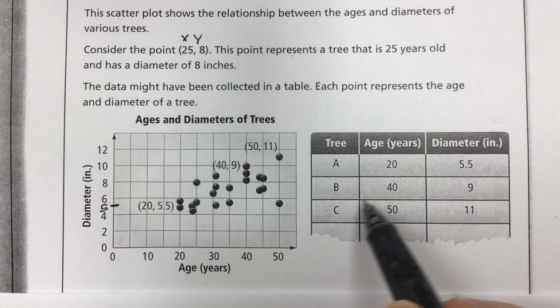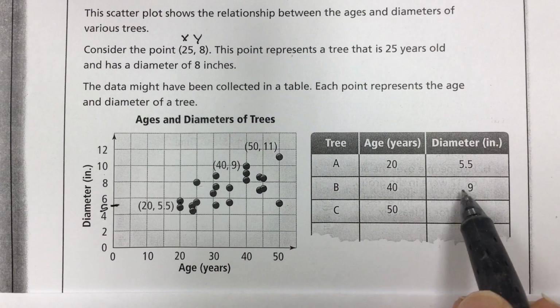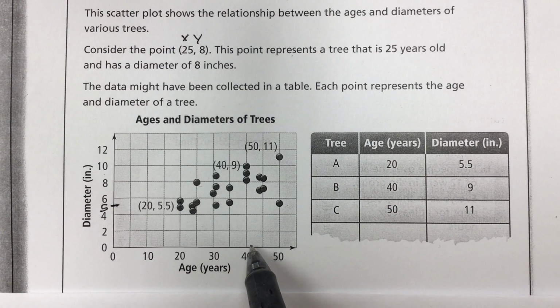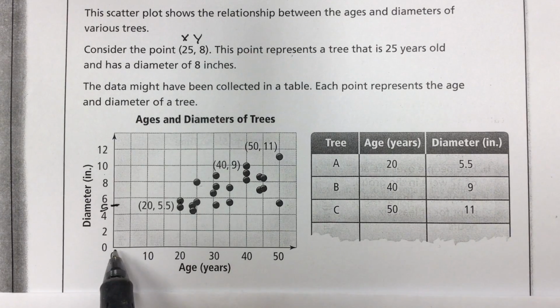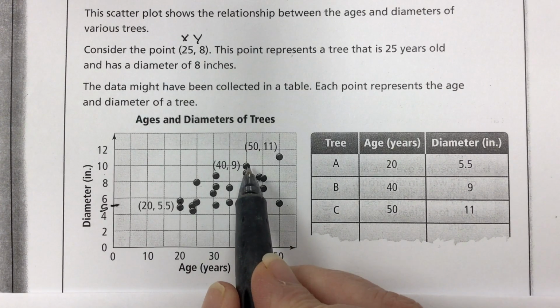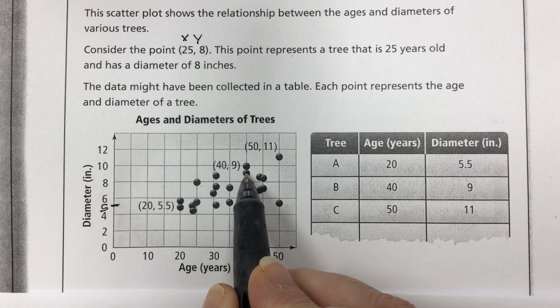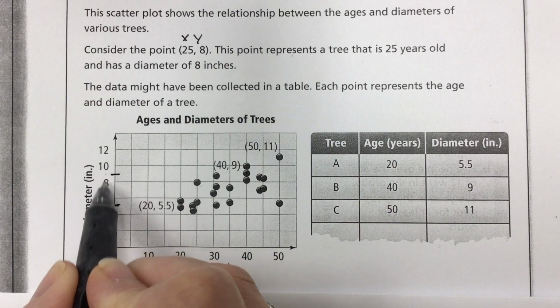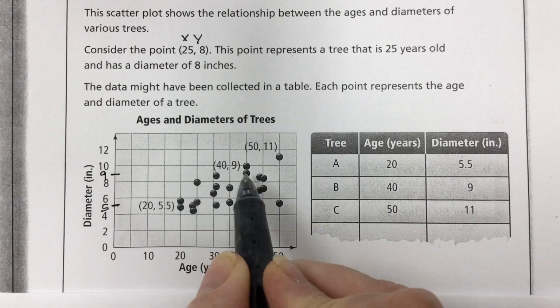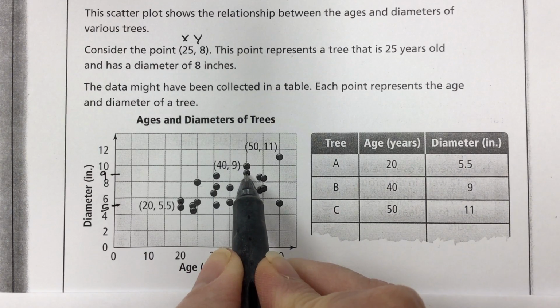And then we have B, (40, 9), so to the right 40 and up 9. So again, I would say this point about right here, because halfway in between 8 and 10 is 9. So (40, 9) would be this point.